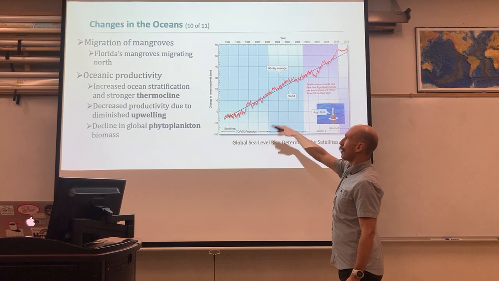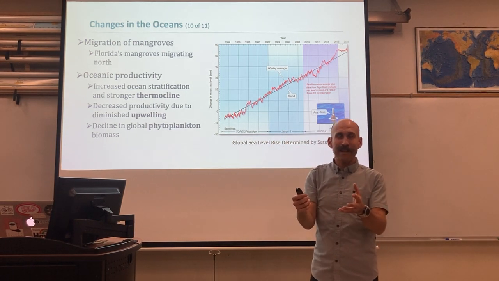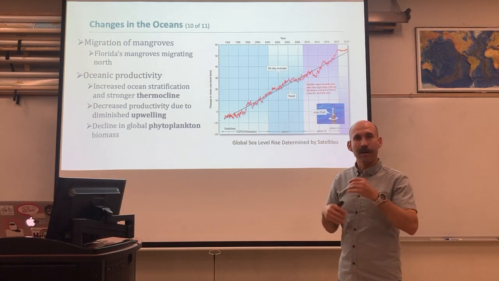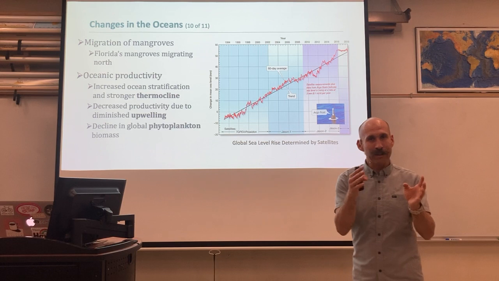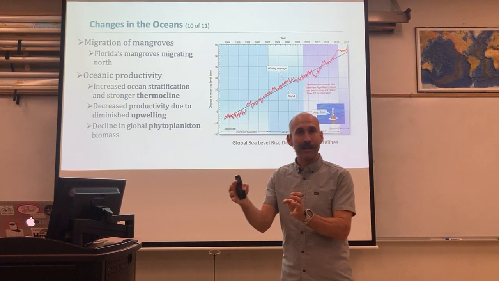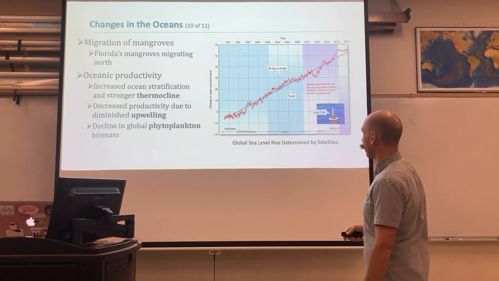Migration of mangroves. Okay, so mangroves are trees that live in these hypersaline coastal waters, and they need a certain climate. Well, as it gets warmer, they're moving with the increased heat. So mangroves have been seen to have been migrating north.